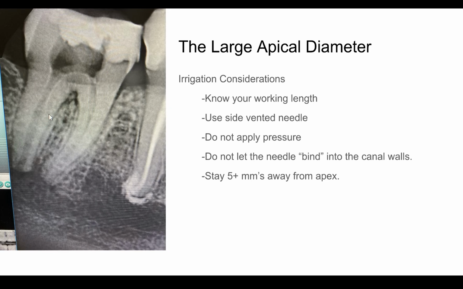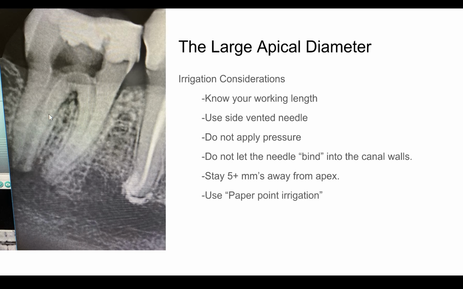This is not a steadfast rule, but this would be a recommendation that you stay 5 millimeters away from the apex with your syringe. So if you know your working length, subtract 5 millimeters, put a rubber stopper on your irrigant needle, and then don't go past that as you're irrigating. That will decrease the chance of extrusion of the irrigant.